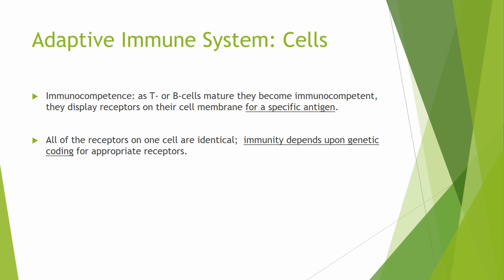And so when we have the receptors on one cell that are identical, the immunity will depend on genetic coding for appropriate receptors, which will all depend on the epitopes of those antigens that generate the immune response. So if we have an antigen that our body has already recognized at a certain epitope, an antibody has been produced, and so the next time we're exposed to it, we'll have a quicker reaction rather than trying to make a new antibody for that certain epitope of that antigen.